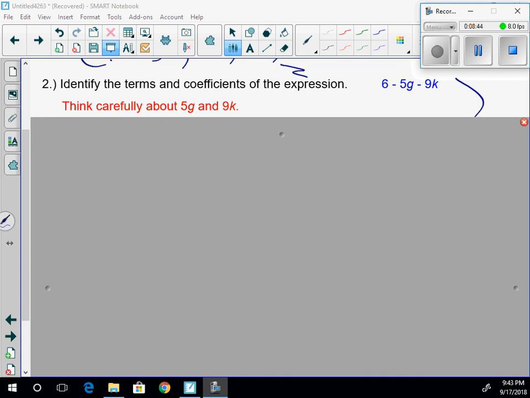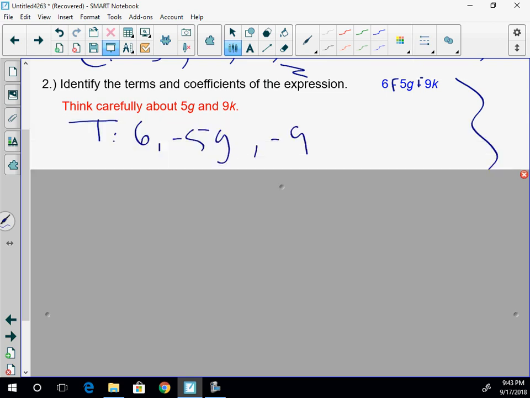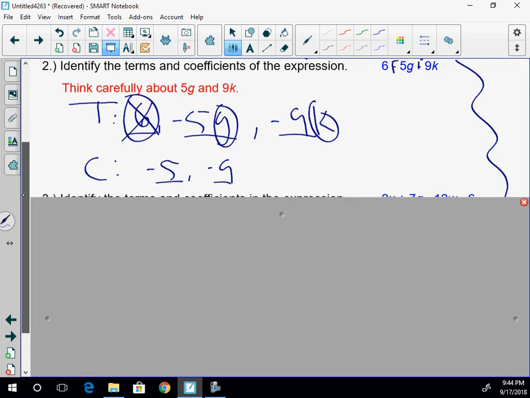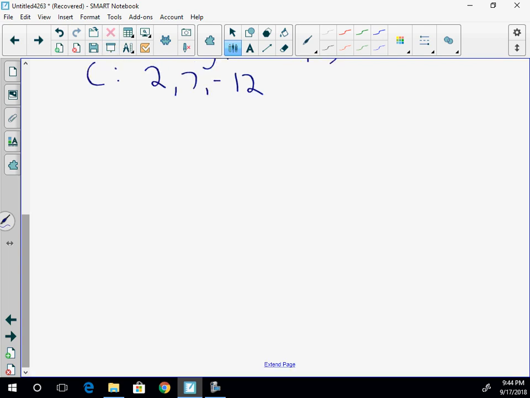Terms in this one. Remember, a good idea is to always add the opposite so I can see clearly what everything is. And what that tells me is that, yep, 6 is a term, but then 5g is negative and so is 9k, sorry, I forgot that there. When I look at my coefficients, 6 does not have a variable. That's why it's not a coefficient. These both have variables, and the numbers out front are respectively -5 and -9. When we look at the last one here, this, bring it up to those in the back.